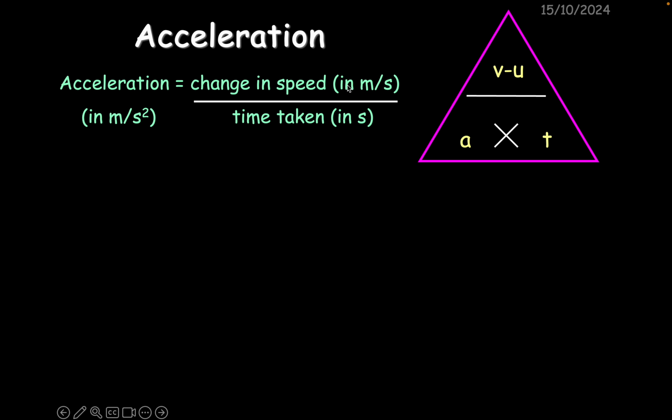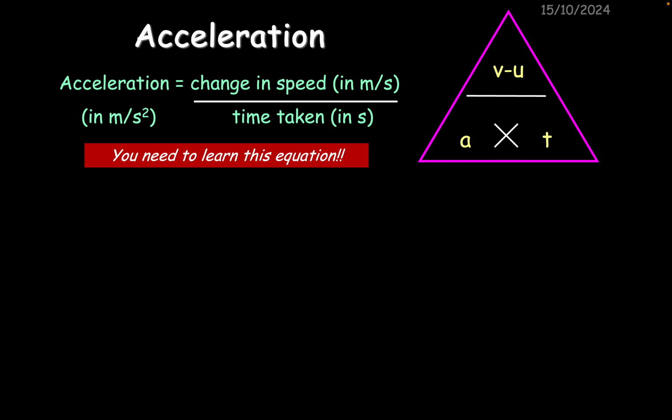Now because you're dividing meters per second by seconds, you get meters per second per second, and the way we write it, acceleration is therefore meters per second squared. So you do need to learn this equation. They don't usually give this in the exam.